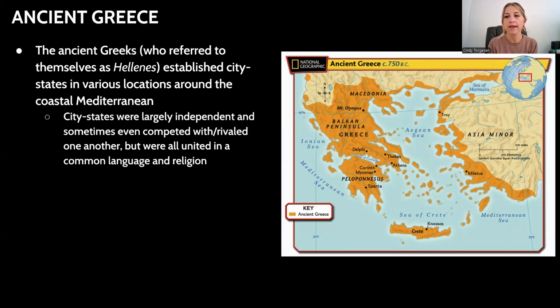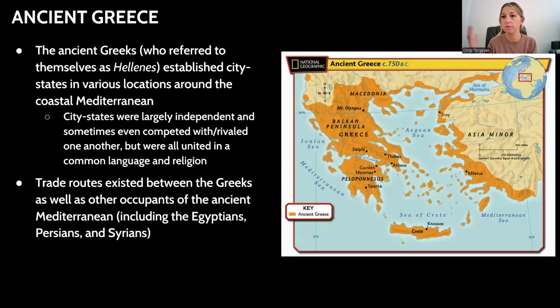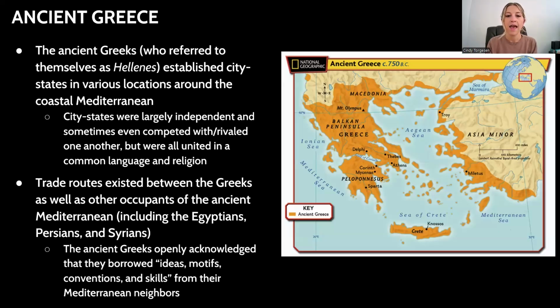So the city-states were, again, largely independent. A lot of times they fought with one another, but they were united by a common language and common religion. And again, they sometimes would unite in order to have more power against competing nations. There were trade routes that existed between the Greeks as well as other places like the Egyptians, the Persians, and the Syrians. Again, this is the Mesopotamian area as well as ancient Egypt. And they openly acknowledged the fact that they borrowed ideas, motifs, conventions, and skills from their Mediterranean neighbors.